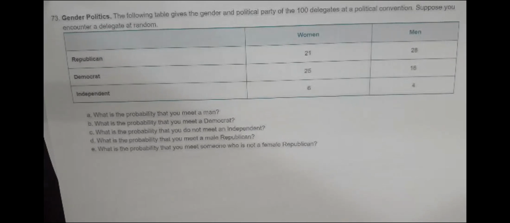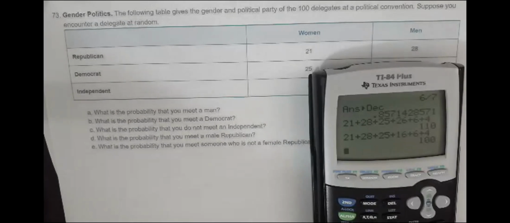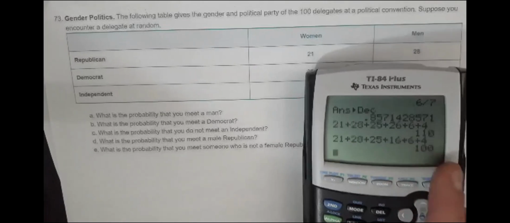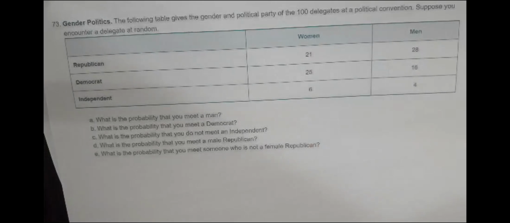So what is the probability that you meet a man? If you add all these numbers up, hopefully they didn't mess it up: 21 plus 28 plus 25 plus 16 plus 6 plus 4. Did they really mess that up? 21, 28, 25. Oh, never mind, I messed it up. 16, not 26. If we add them all up, we should be getting the 100 delegates. There are 100 people total is what they started telling us off with. If we sum these all up, we're going to get 100.